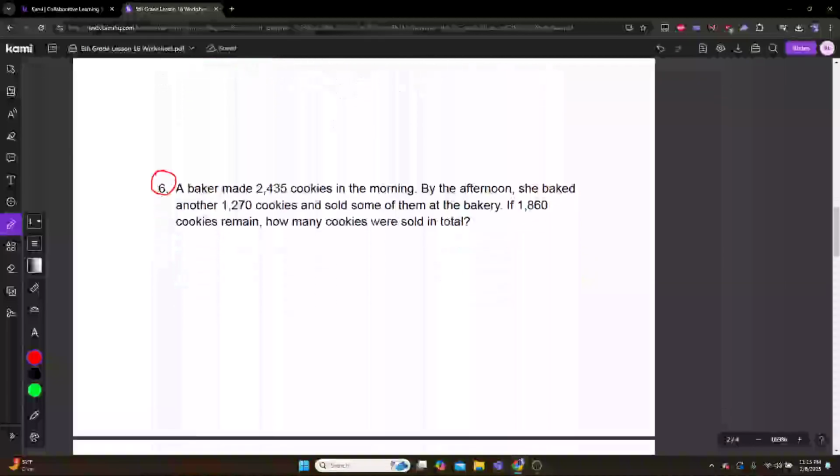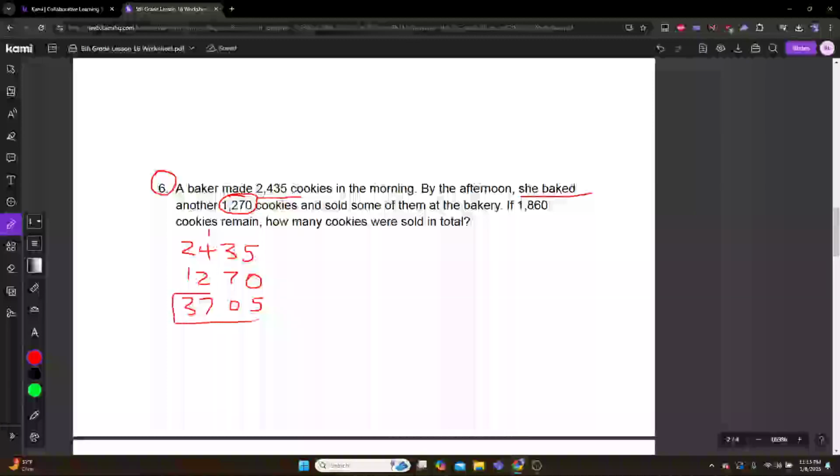Okay. A baker made 2,435 cookies in the morning. By the afternoon, she baked another 1,270 cookies and sold some of them at the bakery. If 1,860 cookies remained, how many cookies were sold in total? So we started with 2,435, and then there's an extra 1,270 cookies. So we would add these two numbers together to see how much we have.